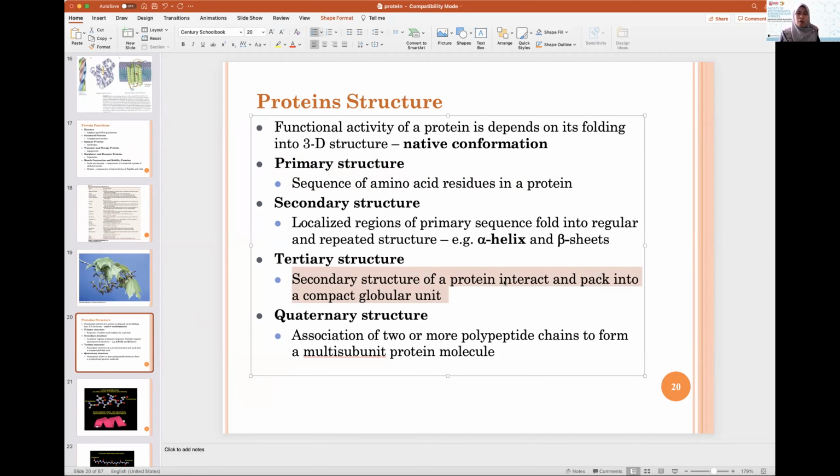Okay, so for the protein to be active, it has to be in tertiary and quaternary structure. When it is in the secondary structure or primary structure, the protein is not active. It cannot function in the primary and secondary structure. They can only work when it is in the tertiary or quaternary structure.